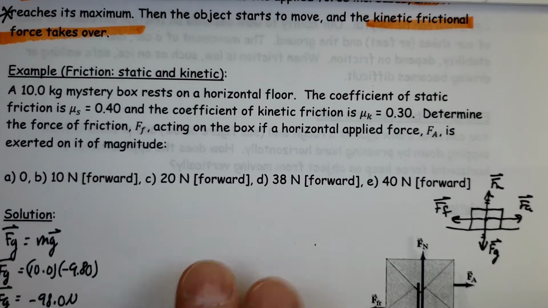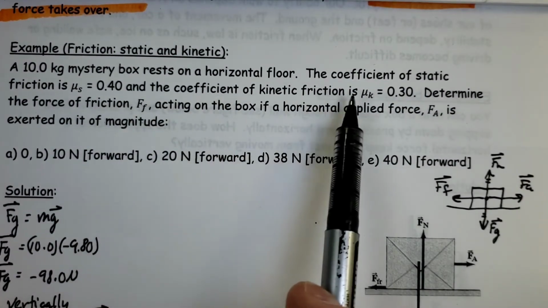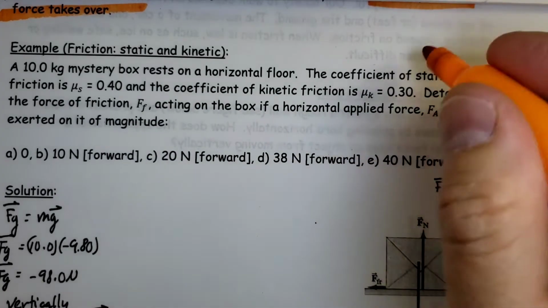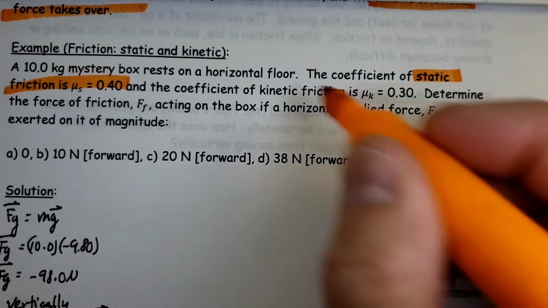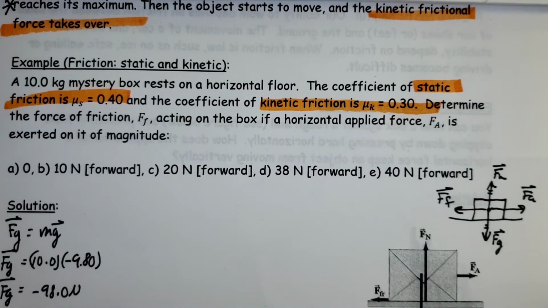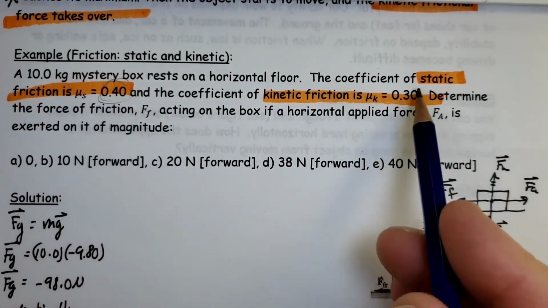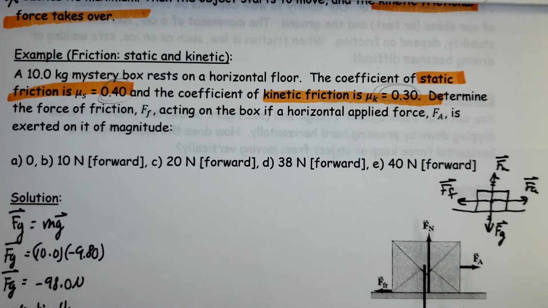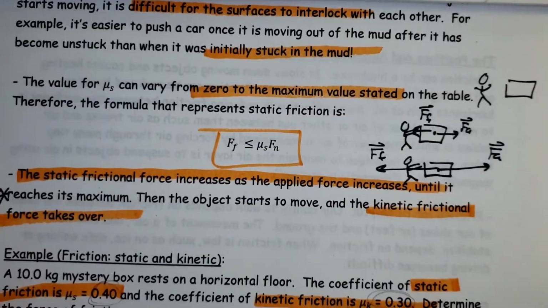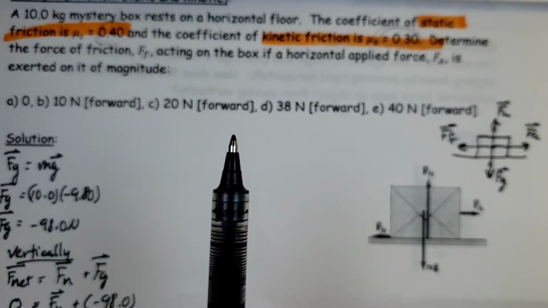If we look at the actual question, it's pulled at rest on a horizontal floor. The coefficient of static friction, so the friction that I'm going to encounter when I attempt to move it, and the coefficient of kinetic friction is that. So notice that static friction, the coefficient, is bigger than kinetic friction. And that makes sense because it's going to take more force to get it moving than it is to keep it moving. Because again, those surfaces interlock with each other when it's at rest. But once it's moving, those pieces don't interlock as easy.